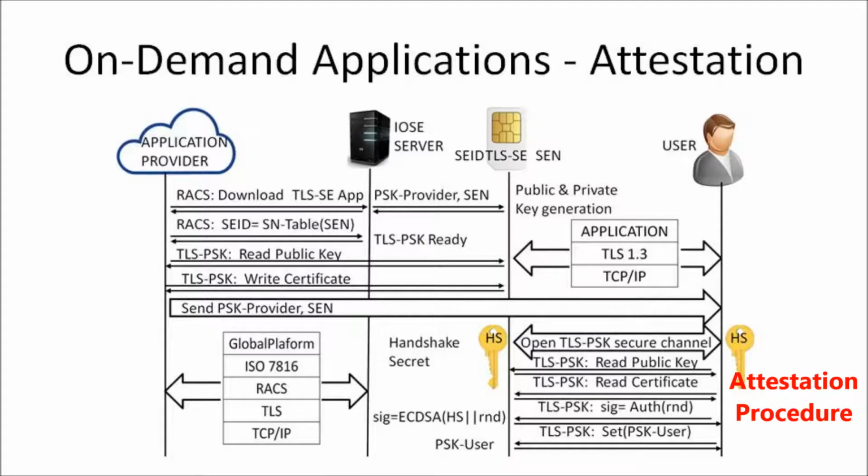It relies on the fact that a TLS-SE server can manage only a single session at a given time and cannot be cloned. The user opens a TLS PSK session according to TLS 1.3. A handshake secret, HS, is shared between client and server. The user reads the public key, reads the certificate, and checks its content with the certification authority public key. It generates a random value, whose value concatenated with the handshake secret is signed with the ECDSA algorithm by the TLS-SE app private key.